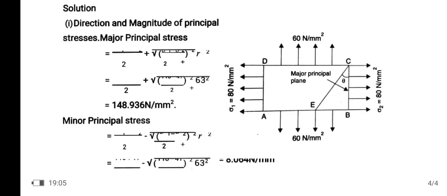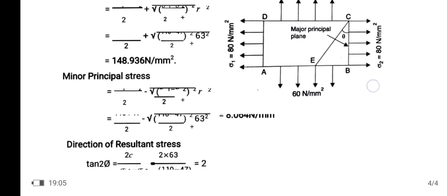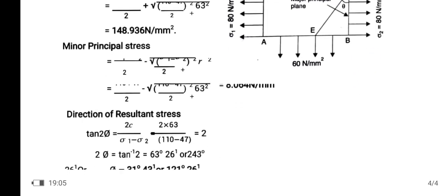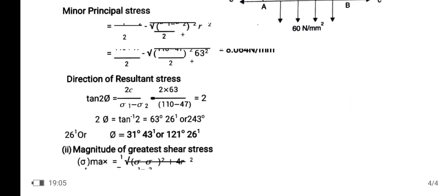First, the major principal stress. The formula is (sigma 1 plus sigma 2) divided by 2, plus root of ((sigma 1 minus sigma 2) divided by 2) whole square plus r square. Substitute all the values. The major principal stress answer is 148.936 N/mm². And the minor principal stress, similarly, is (sigma 1 plus sigma 2) divided by 2, minus root of ((sigma 1 minus sigma 2) divided by 2) whole square plus r square. So the answer is 0.064 N/mm².